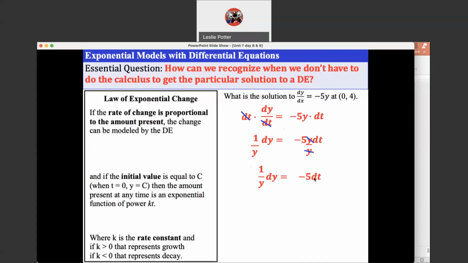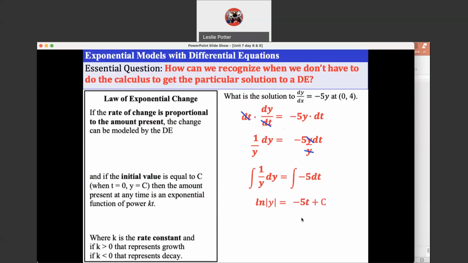If you notice, there is no t variable at all, right? Because we have a proportionality constant. We have a rate of change that is proportional to the amount present. And so we integrate both sides. So we know when we integrate 1 over y, or we do the antiderivative, we get the natural log of the absolute value of y. And when we take the antiderivative of -5, we get -5t plus c.